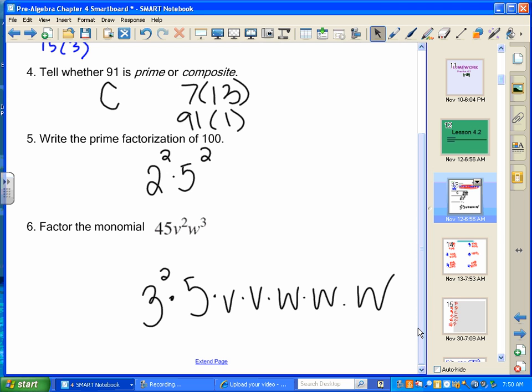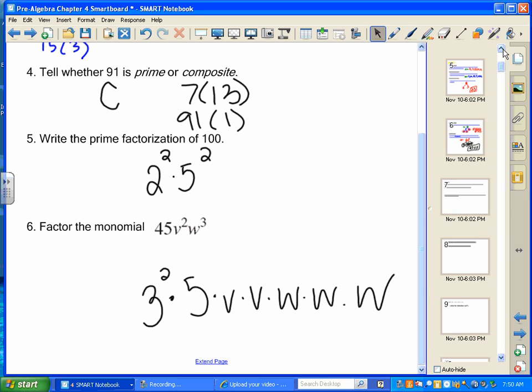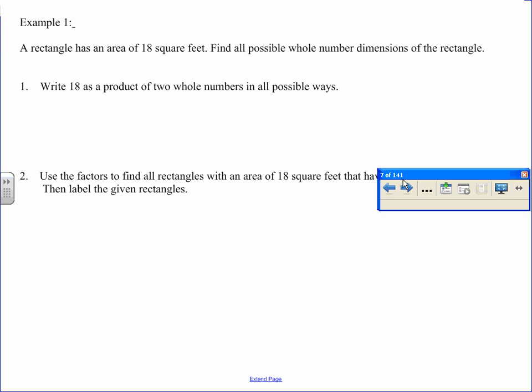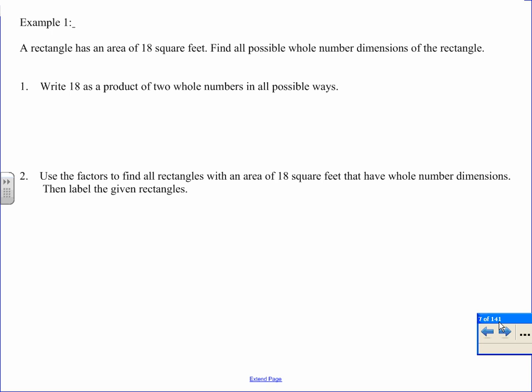All right, let's go to page 3, your other warm-up. Okay, this is kind of interesting. I know you guys were like, what? I have to draw something? So let's talk about that. Number 1 said, write 18 as a product of 2 whole numbers in all possible ways. So Adam, what's one way to write 18 as a product of 2 numbers? Good, 1 and 18. Briar, what's another way? Good. Annalise, what's the other way?